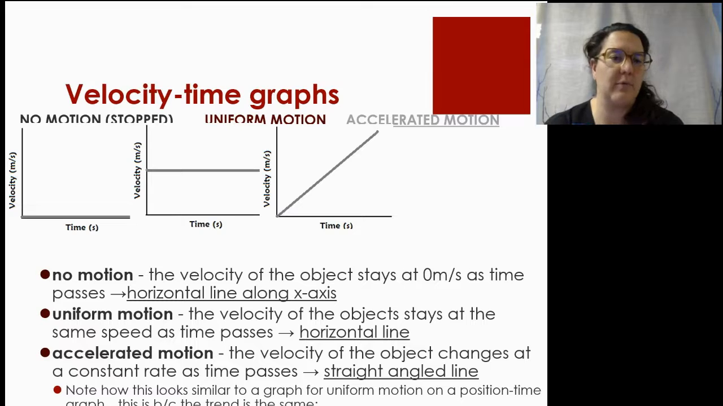So in a velocity time graph, if we have no motion, the object is stopped. There's actually a line there at 0 for the velocity. If we have a uniform motion graph, the velocity stays constant as time on the x-axis changes. And if we have an accelerated motion graph, we have an acceleration that increases, and it's shown through the velocity changing as the time is changing. And this is a straight angled line, and it's similar to how the uniform motion on a position time graph looks because the trend is the same.